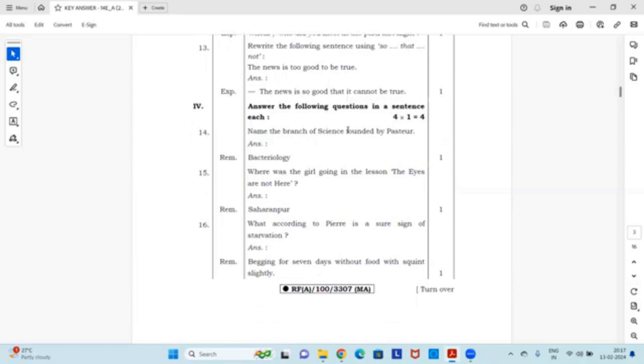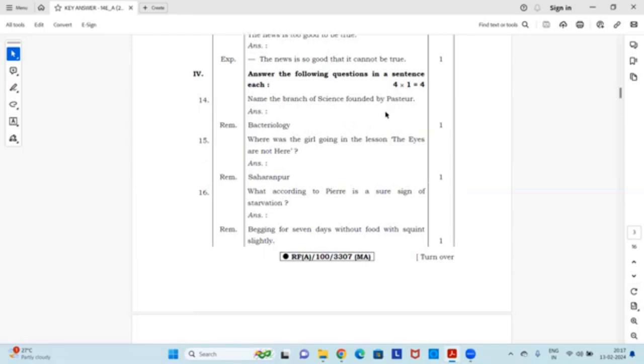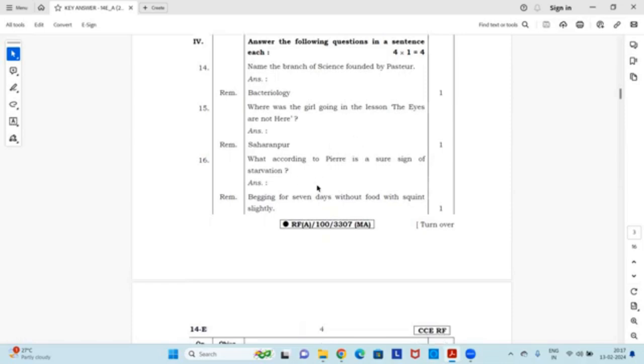Okay. Next, fourth main: answer the following questions in a sentence each. Name the branch of science founded by Pasteur. Answer: Bacteriology. Next, where was the girl going in the lesson? Answer: Saharanpur. The girl was going to Saharanpur.